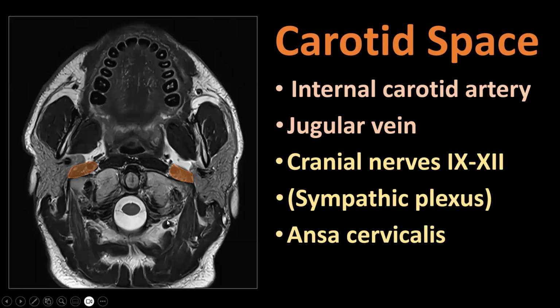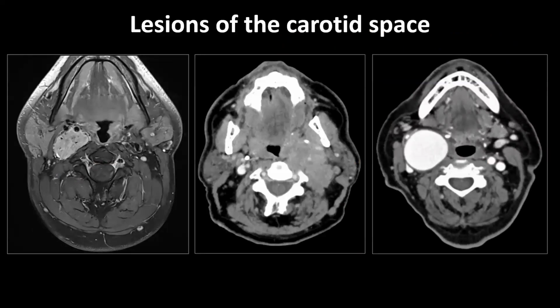And it also contains the ansa cervicalis, which is basically a collection of nerves coming from the three upper cervical segments of the neck, but also somewhat less important for this presentation. Just remember that in the carotid space, we will find cranial nerves 9, 10, 11, and 12, and also some lymph nodes. Okay, so this also means that when it comes to pathology of the carotid space, well, we have vessels there, we have lymph nodes there, and we have cranial nerves there.